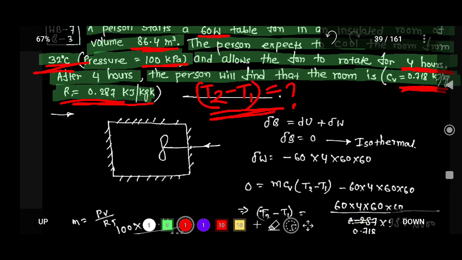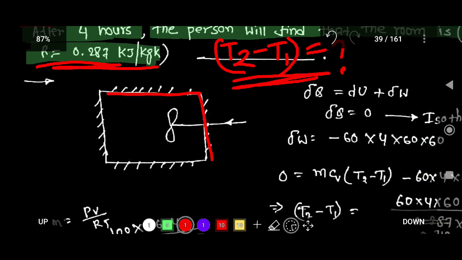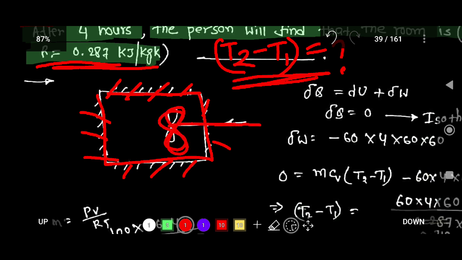So here this is insulated. In this question the term insulated comes into the picture. So this is insulated. This is our system here. Insulated means there is no heat transfer, and the fan is rotating. This is the fan rotating.